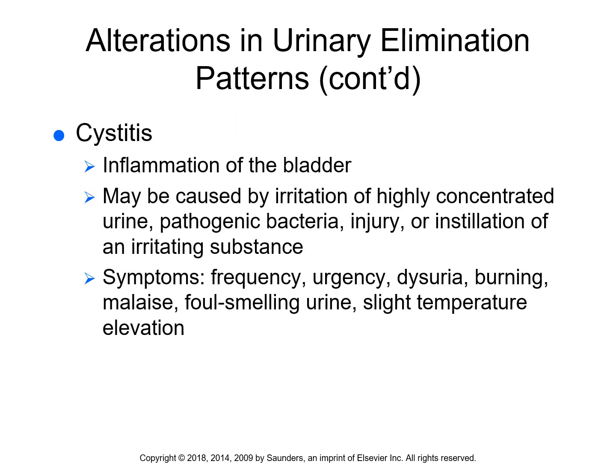Okay, next is cystitis. Anything itis is inflammation, just FYI. So if you see an itis out there, you know something is inflamed somewhere. Cystitis is inflammation of the bladder. It may be caused by irritation from highly concentrated urine, bacteria, injury, insertion, or irritating substances. They'll have symptoms of cystitis: frequency, urgency, dysuria, which is difficult or painful urination, burning, malaise, foul smelling urine.